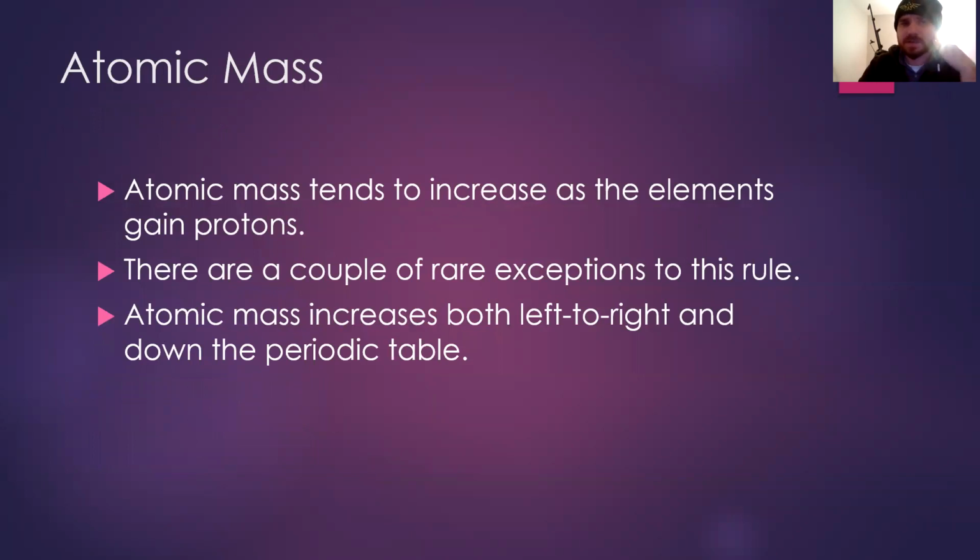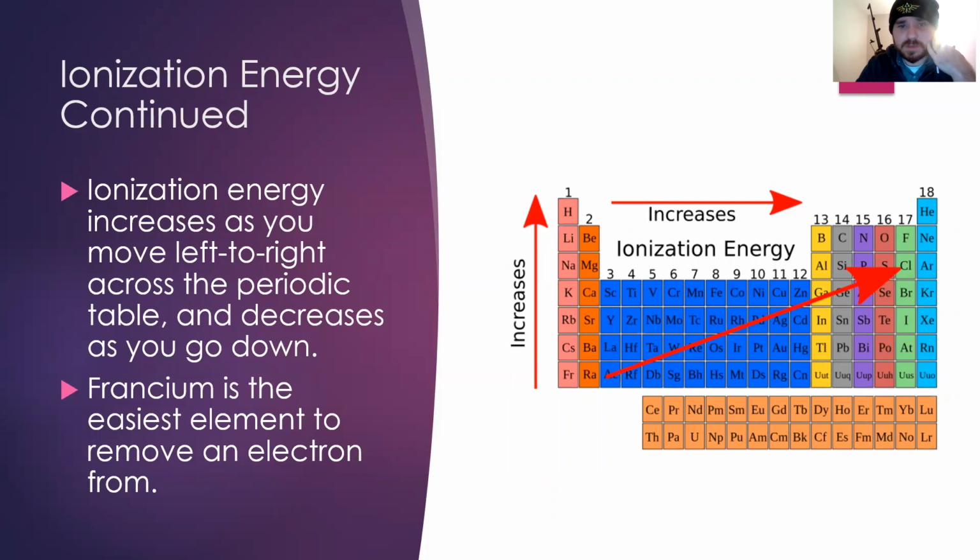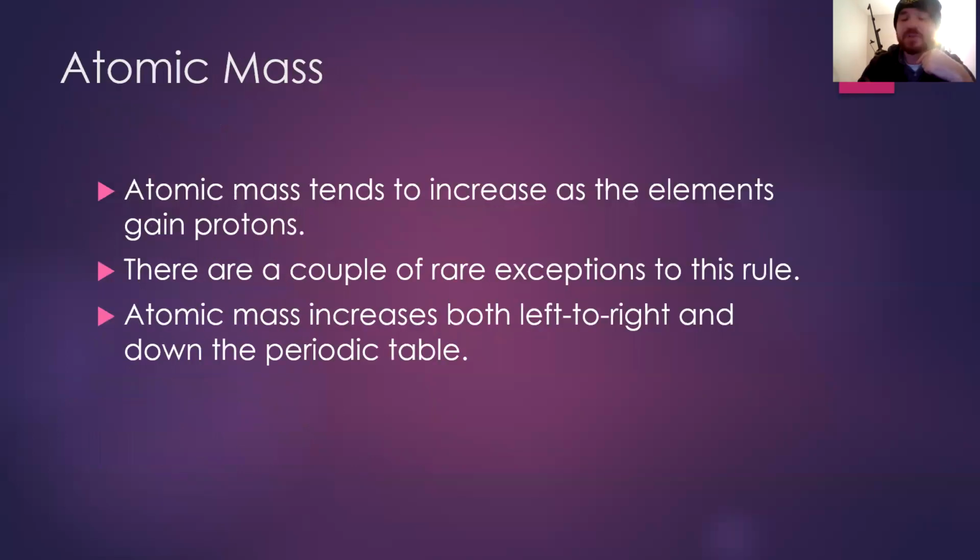Now, atomic mass, this is our last trend. Atomic mass is the simplest one. This periodic table doesn't have it, but if you look at any periodic table whatsoever, you're going to notice the atomic mass tends to increase as the element gains protons. There are some rare exceptions to this, and this is actually the main reason I brought this up. Obviously, it tends to get bigger as you go left to right, just because you're adding more protons, and then of course it gets bigger as you go down.